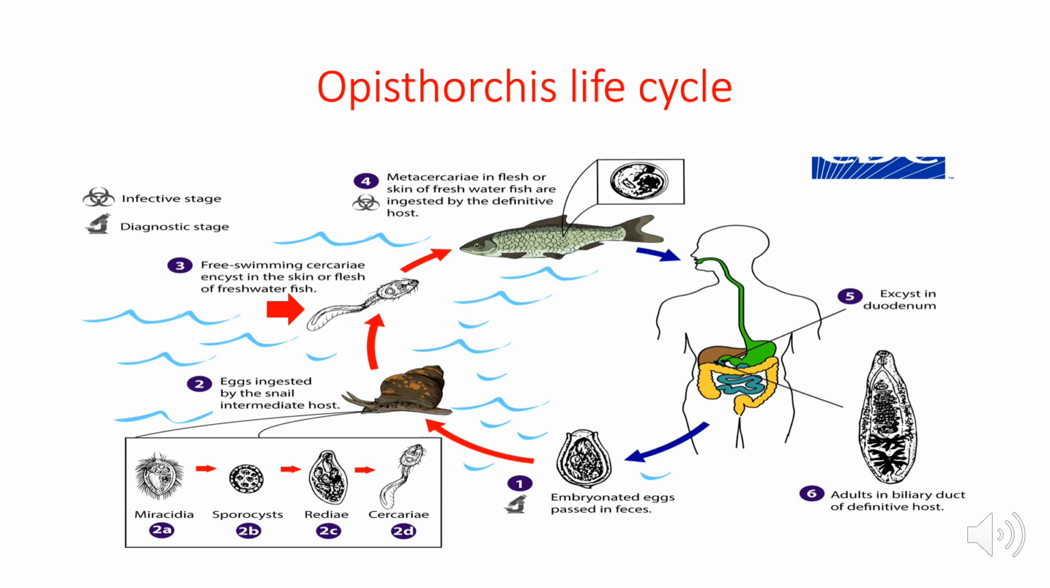And just like in the case of Clonorchis sinensis, the second intermediate host is a freshwater fish. And the cercaria will encyst in the body of the fish as metacercaria.